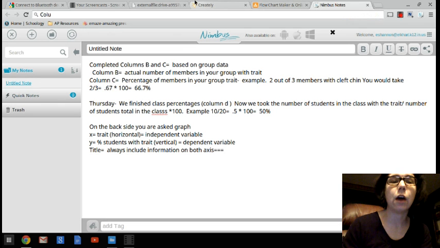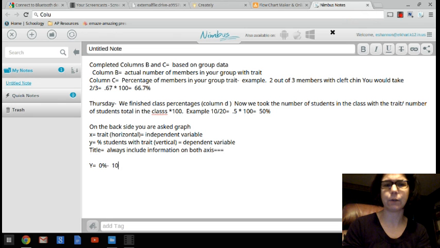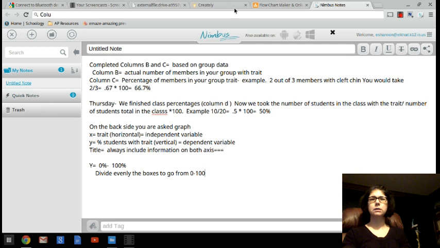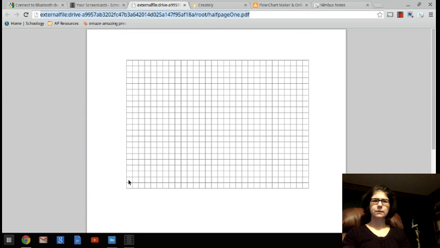Now, the y-axis is percentage of students, so you should know that the lowest percentage you have will be 0%. The highest that we're going to have is, if all students show it, 100%. So you're going to have to figure out how to divide the boxes evenly to go from 0 to 100. You want to use as much space as possible.